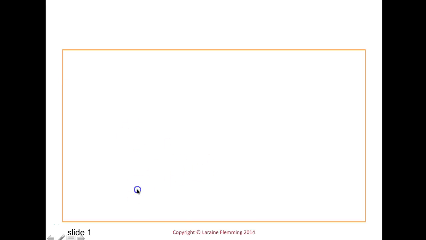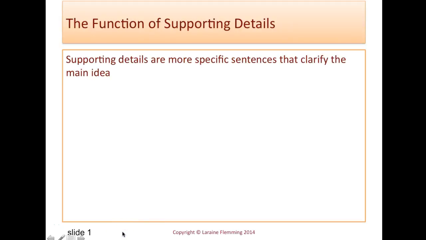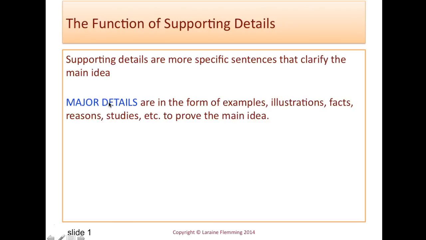The last topic that we'll cover in Chapter 3 is that of supporting details. Supporting details are really important in our paragraphs because without them, we would be left with perhaps an introductory sentence and a topic sentence, not much information. The purpose of details is to support whatever the topic sentence or the implied main idea is.